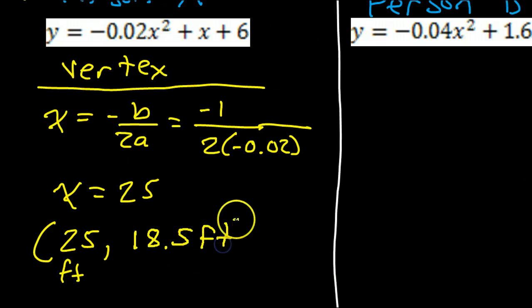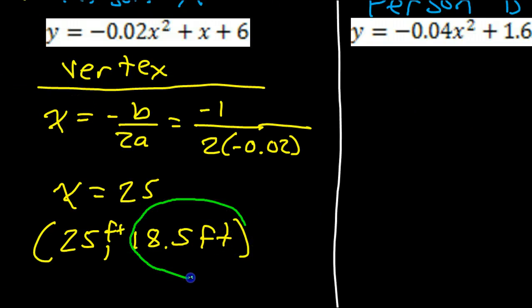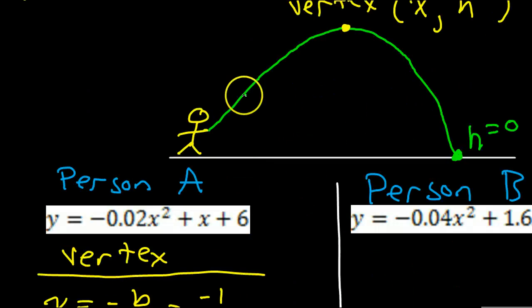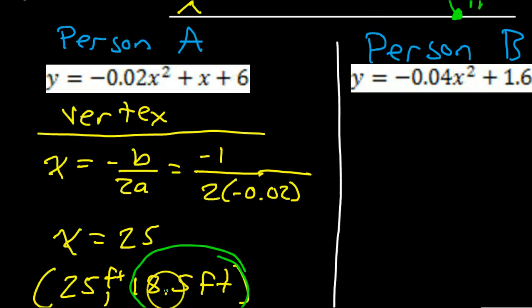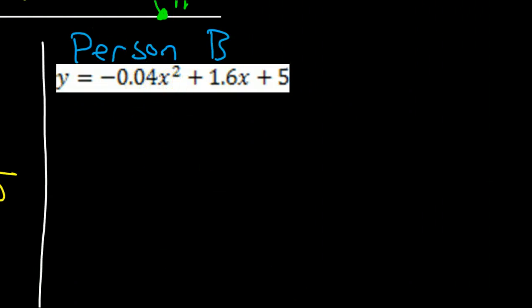Okay, let me be consistent. Okay, so the key is this. The 18.5 feet, that's the height. Alright, and this is the vertex. Okay, so we're talking about the maximum height. So for person A, the maximum height was 18.5 feet. Okay, so let's do the same thing for person B and find the maximum height.